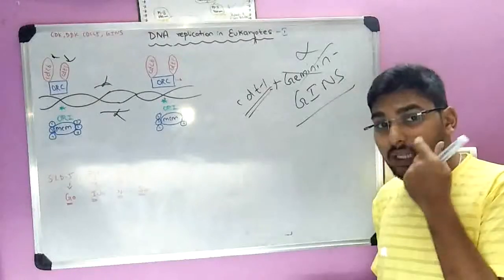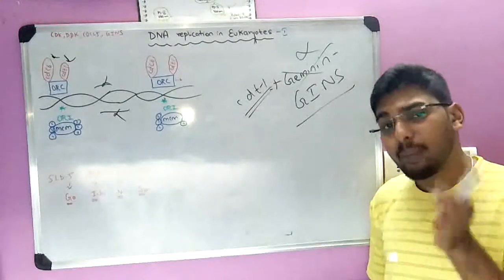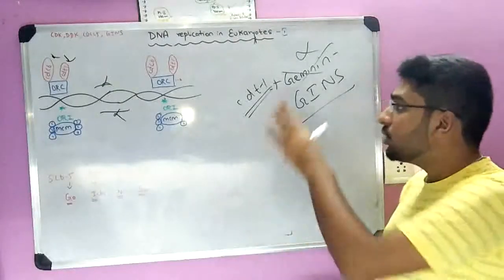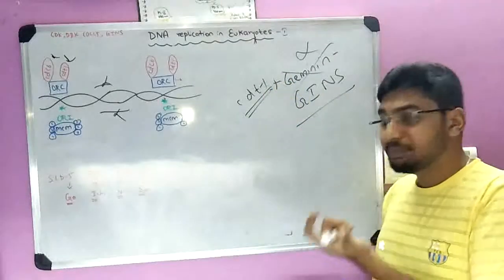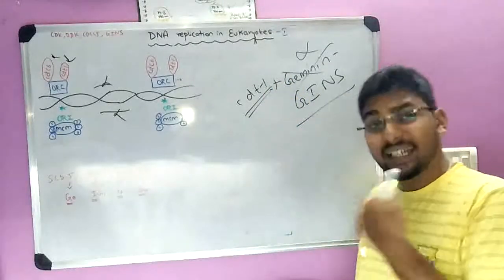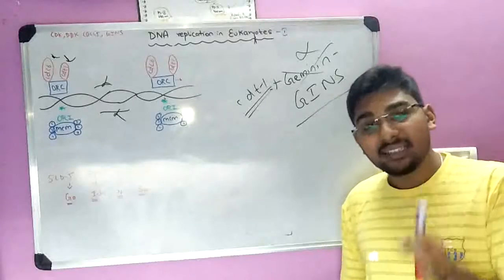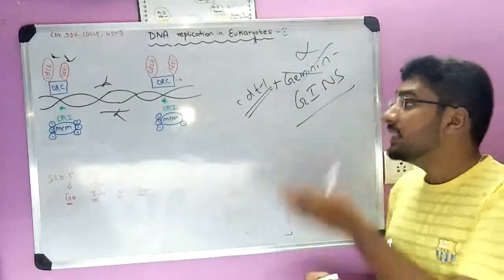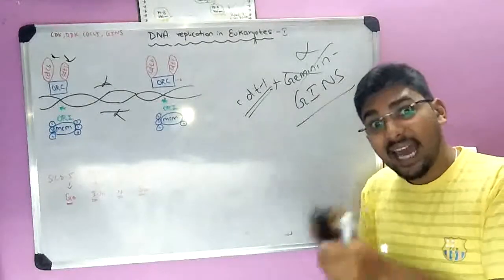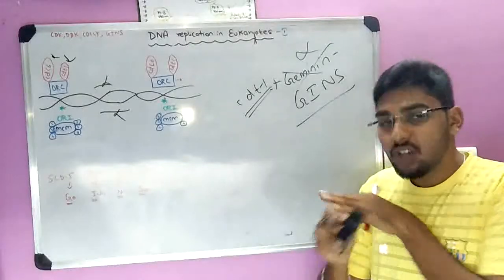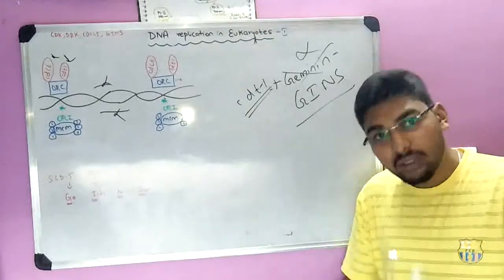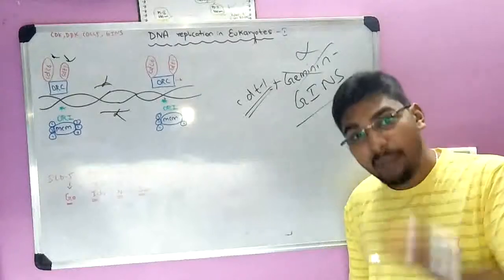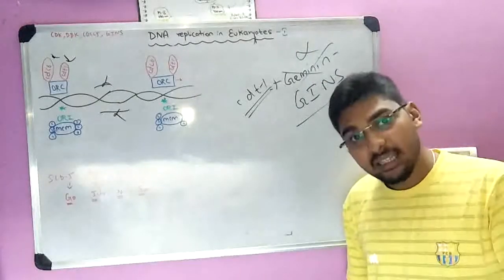Using this concept, many researchers and scientists have applied it to cancer cells. They genetically engineered those cancerous cells in such a way that geminin is always attached to CDT1. It does not get denatured, so replication won't occur, and the cancer cells won't multiply. But they failed in the experiment.